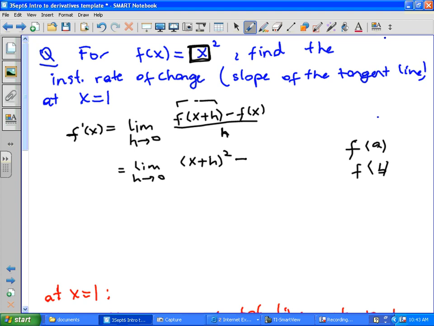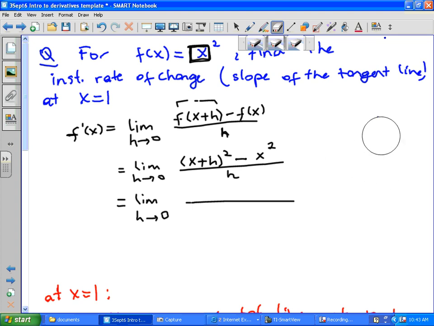Okay, minus f of x. Here you just subtract the same exact function, divided by h. Let's simplify this. And what can I do to simplify it? FOIL it? Sure, let's do that. X squared plus what? 2xh plus h squared minus x squared, all over h.